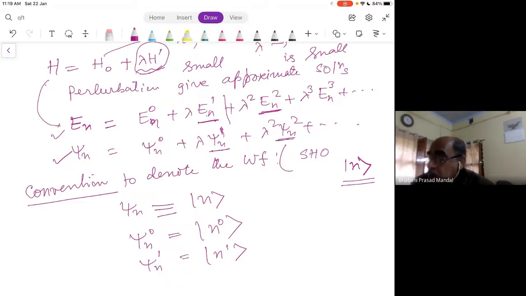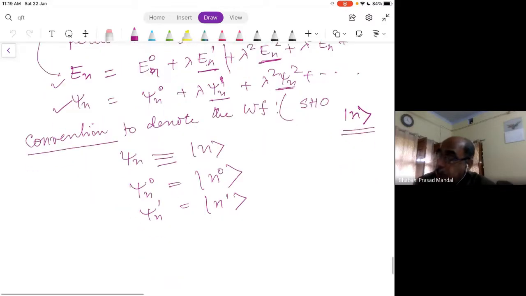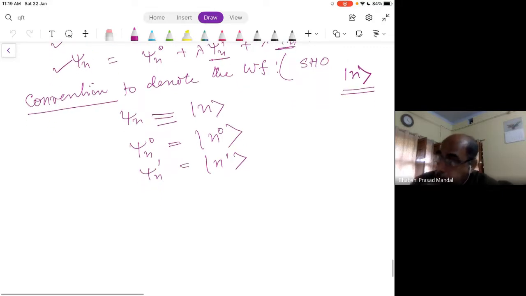Our aim is to find how to calculate these corrections. First today we'll learn the technique, and then we'll consider some examples. If today we can find at least the technique, then it will be easier for me to consider examples next class. Okay, so let us start with the Hamiltonian which I already wrote, H0 plus lambda H prime. This is the perturbed Hamiltonian.